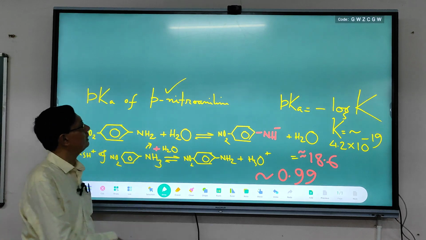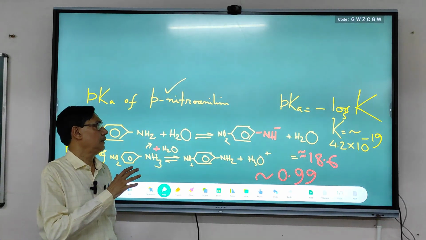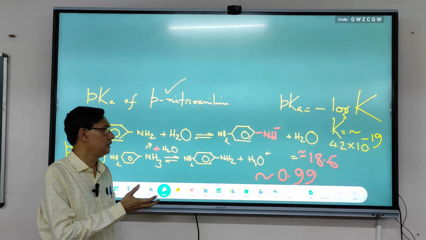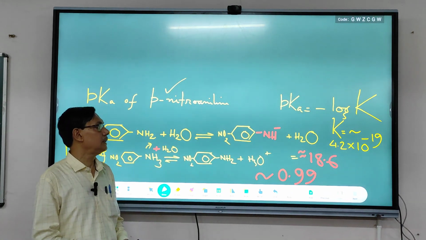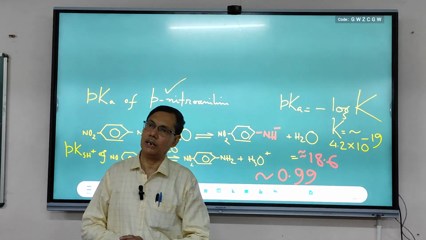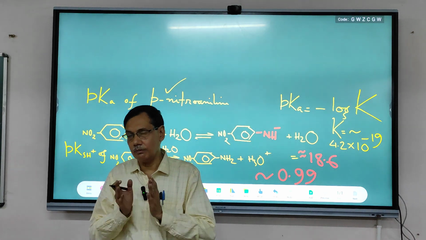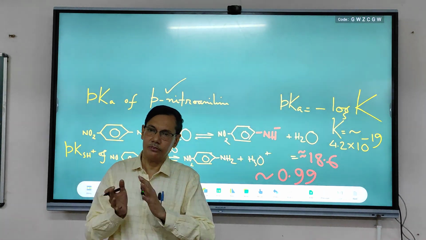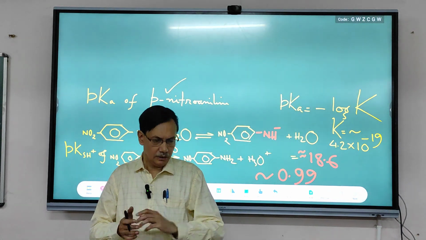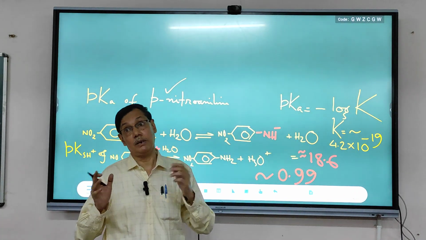My last example regarding this pK: you must know what pKa, pKb and pKSH are, and there are certain compounds like para-aminophenol. If I take para-aminophenol and change the pH, then depending upon the medium, the nature of para-aminophenol may change. That is also an important part. In the next class, I will discuss some numerical problems.